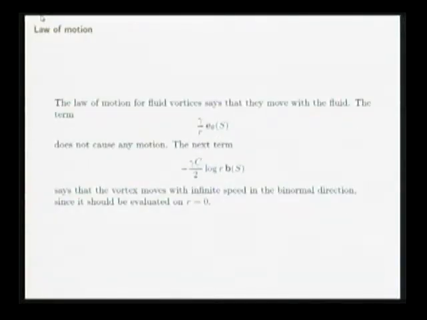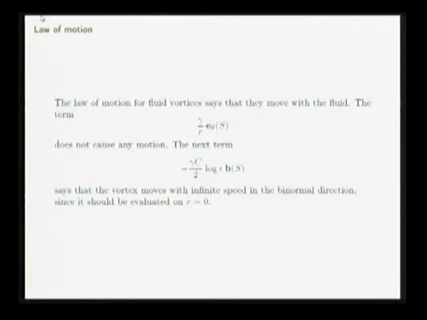So now comes the law of motion. There's quite a discussion on this morning. The first term that you get in this expansion is gamma over r in the azimuthal direction. That is just the vortex doing its stuff, where the fluid is circulating around the core, and it does not cause any translation. That's the same term you would have for an isolated rectilinear vortex. It's the next term in the expansion that is going to cause it to move.